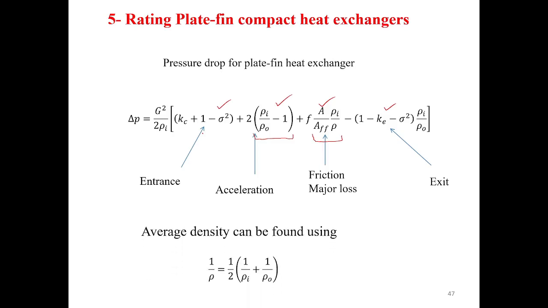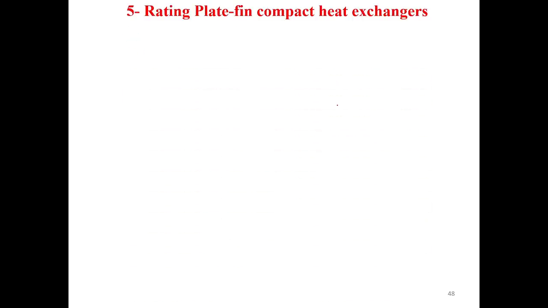The average density, notice that here rho I is the density at the inlet, rho O is the density at outlet, and rho without anything is the average density, which is the average of the two.